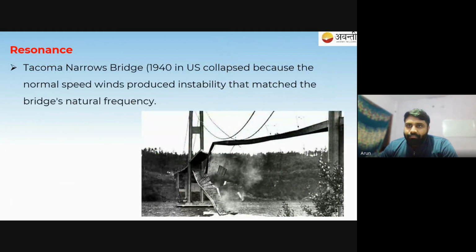If you take the example of the Tacoma Narrows Bridge, which collapsed in the US, it collapsed because when the wind was blowing, it caused oscillation in the bridge, and that oscillation caused by the wind, externally applied by nature, became equal to the natural frequency of the bridge. That is why there was a high amplitude of oscillation, and the bridge collapsed. It happened because of that.